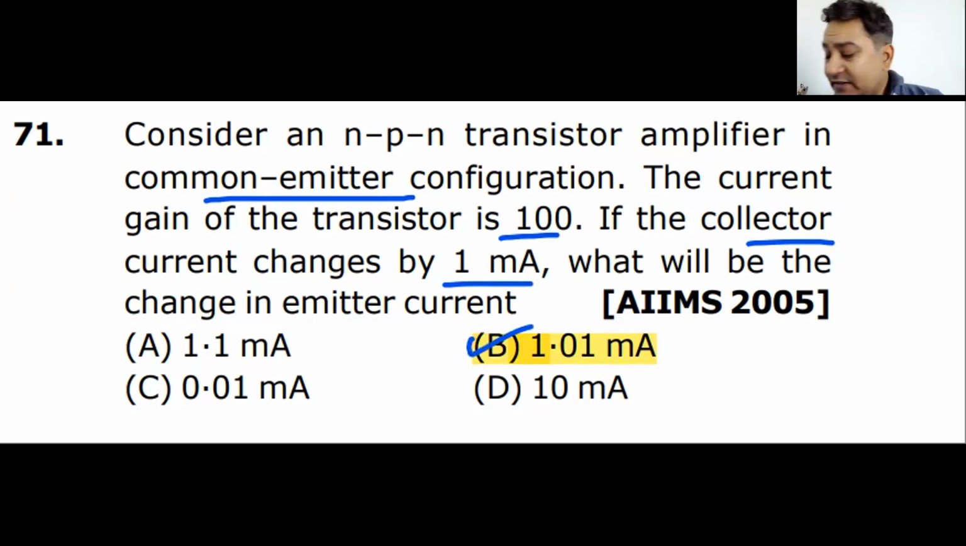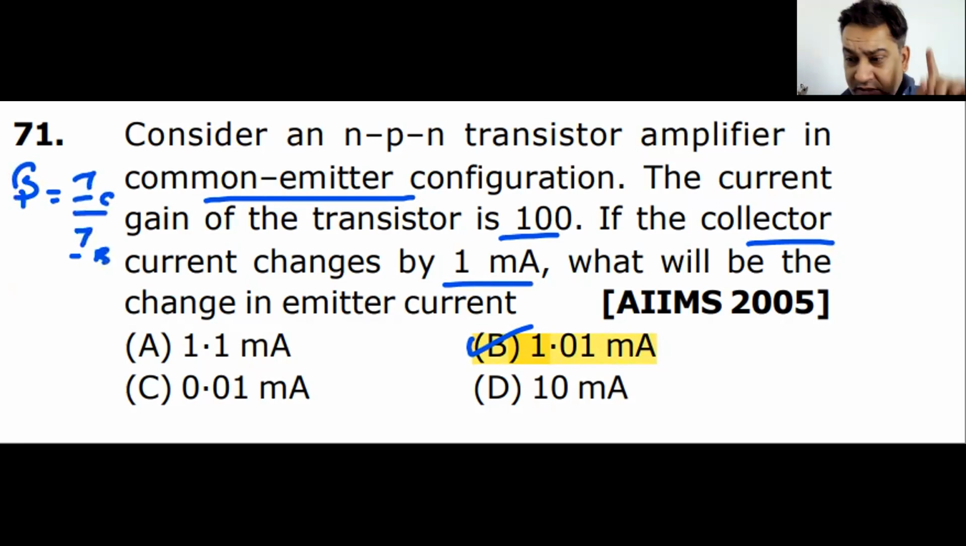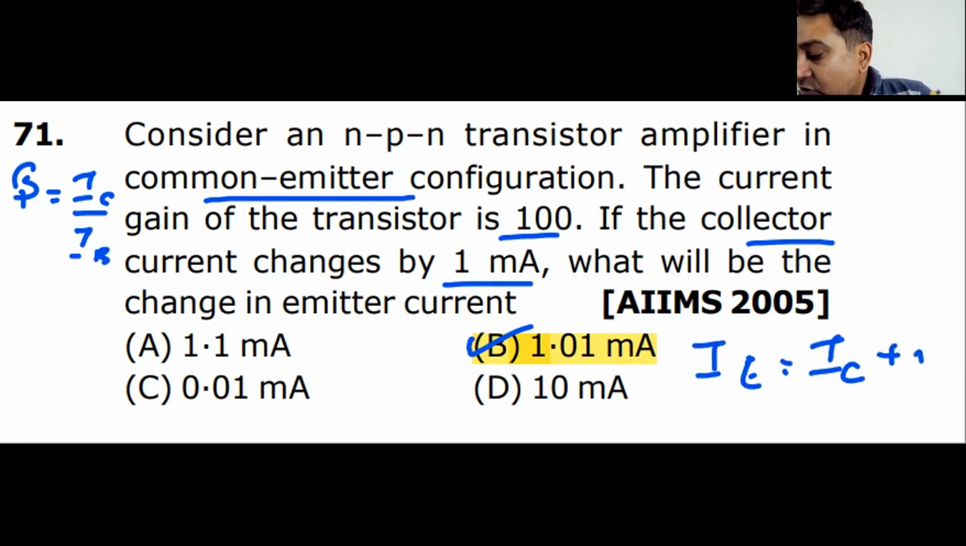So what are the two formulas that you have used here? The first formula: beta is IC by IB. Yes or no? Yes, sir. Then you have used: emitter current IE is IC plus IB. Both these formulas put together, and you get your answer, and you get into AIMS. Yes or no? Yes, sir. What comes next, sir?